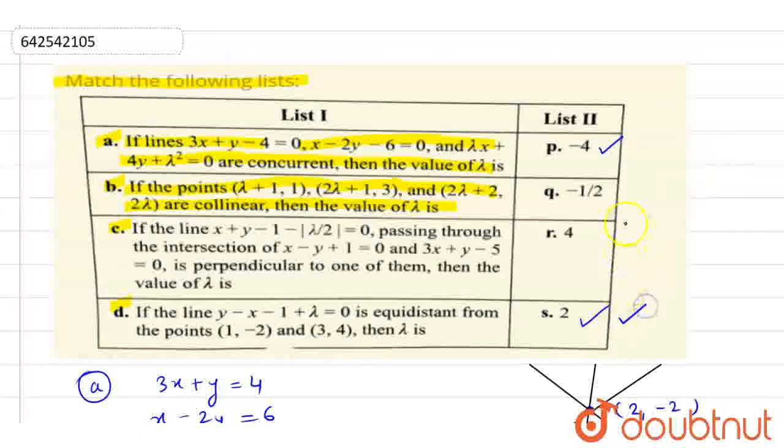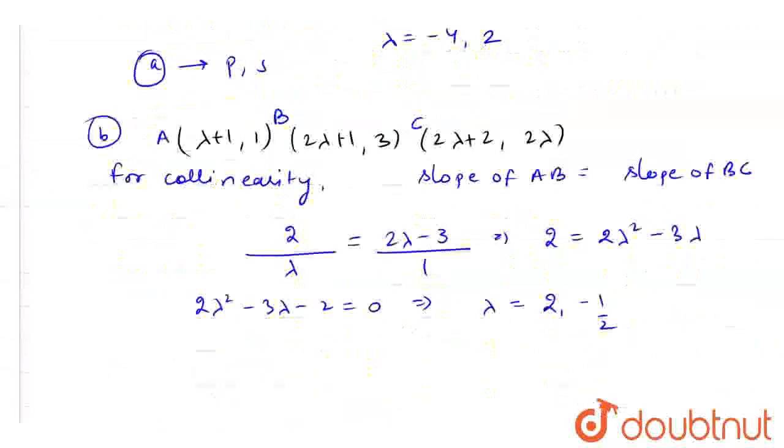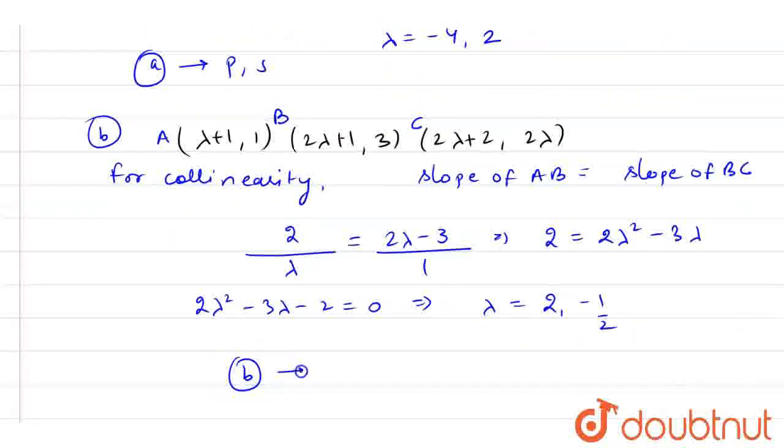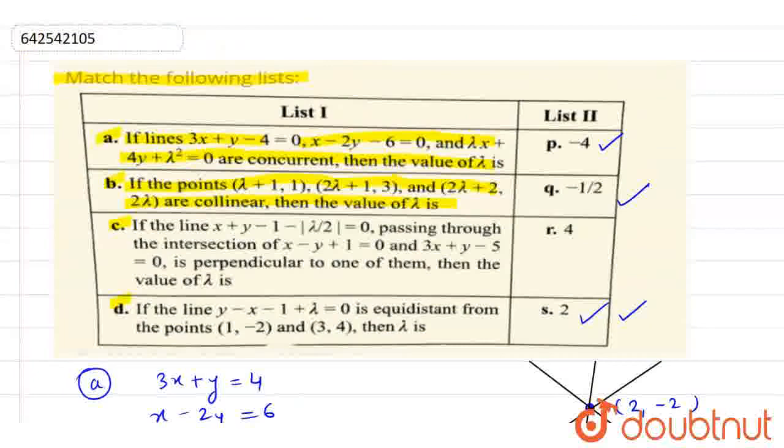So for part B, options S and Q are correct here. So B will match with Q and S. Now let's talk about part C.